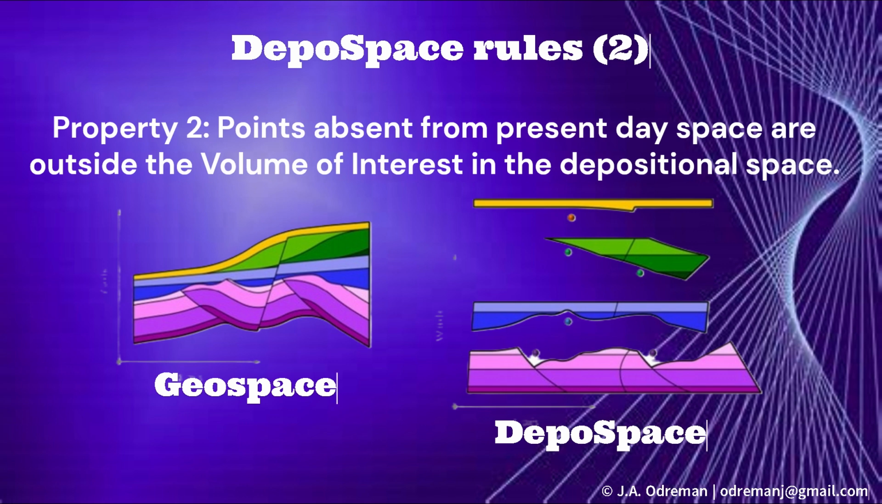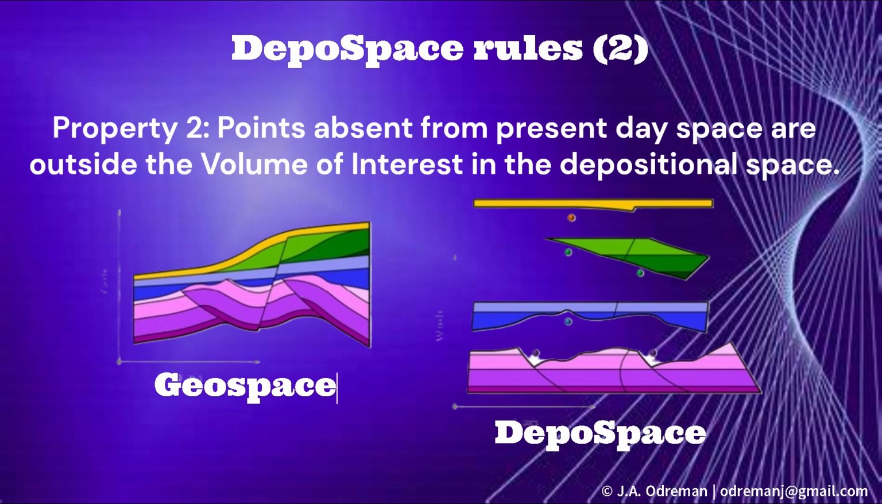The image also highlights two key properties of depospace: subplanar isochrones. The depositional surfaces were relatively flat and uniform during sedimentation, as shown by the subplanar isochrones. Volume of interest. Any points not present in today's deformed space are outside the volume of interest in depospace, reflecting their absence from the original depositional structure. These elements help visualize how layers have changed from their original form to their current, more complex arrangement.